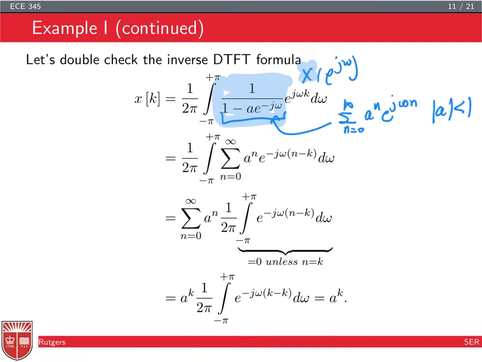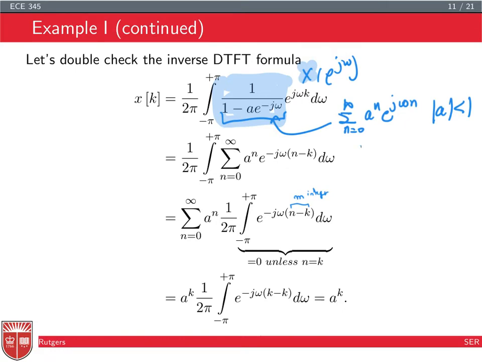And now I get this step here, and then I can bring the integral to the inside. a is a constant and 1 over 2π is a constant, so it's going to be the integral from −π to +π of e^{−jω(n−k)}. So let us try to find this integral, and let's call n − k equal to m, which is an integer. So I'm going to do it here on the left.